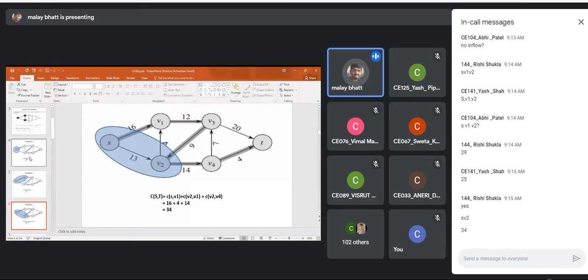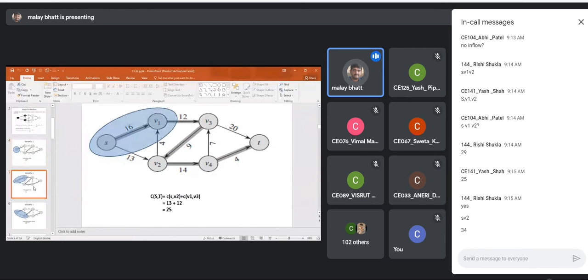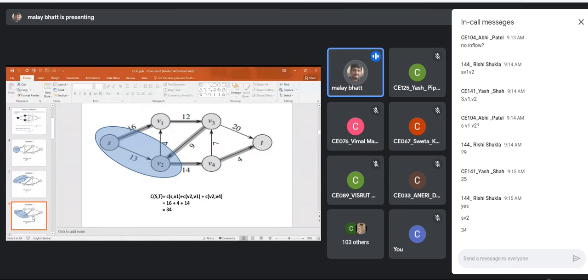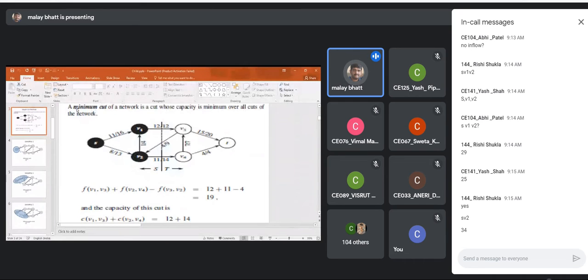The first we have got is 29. Then we have got 25. We have got 34. So what is the rule? The minimum capacity is equal to the flow value. The minimum capacity is equivalent to the flow value. That is what the definition is.